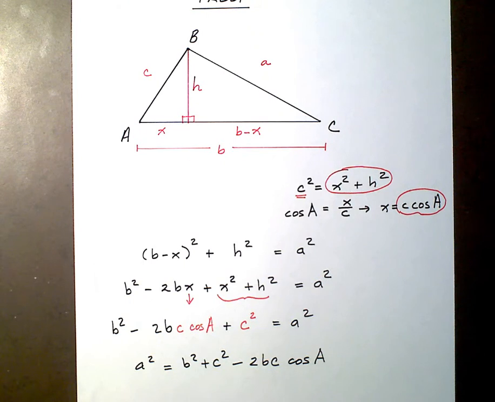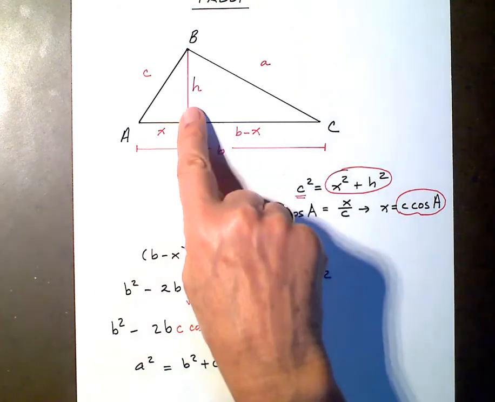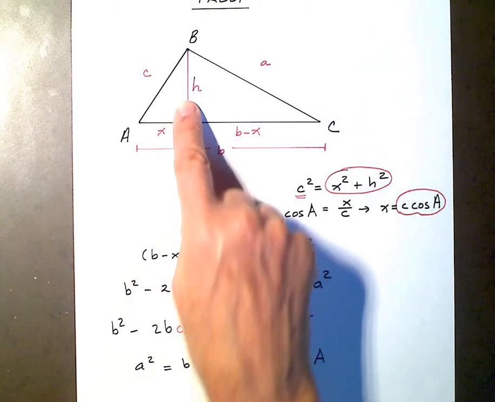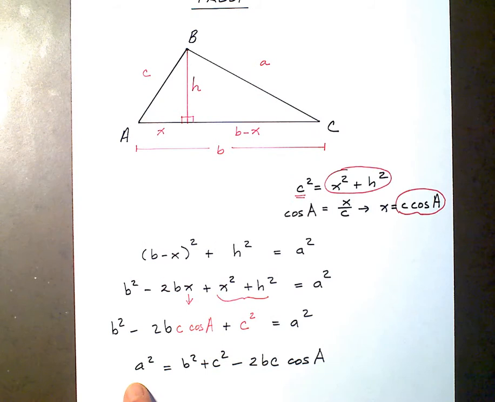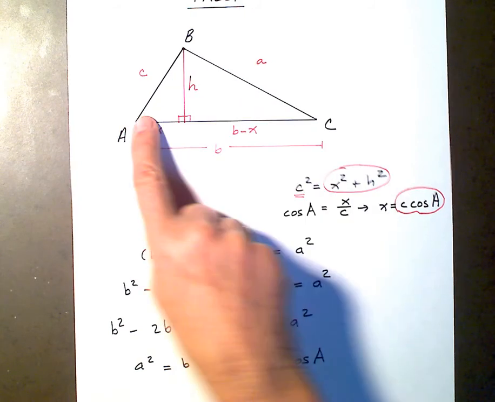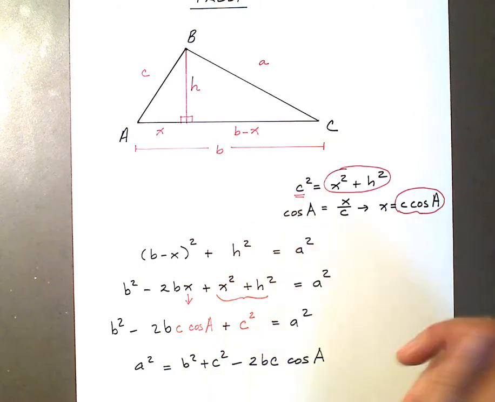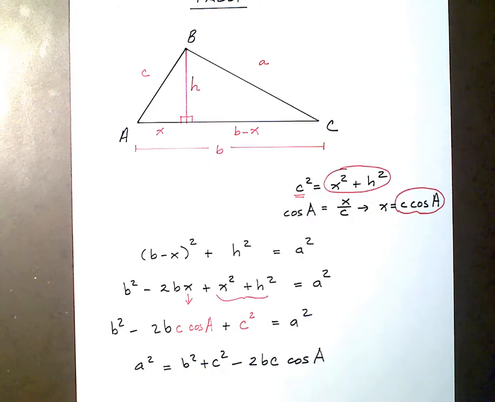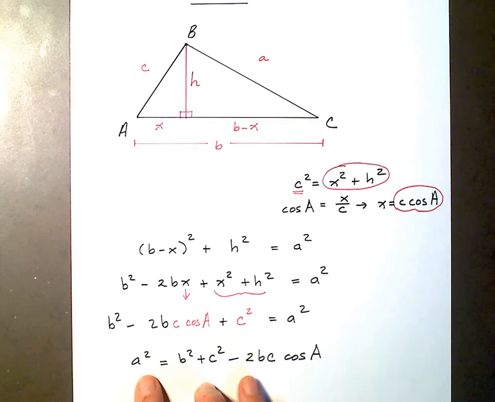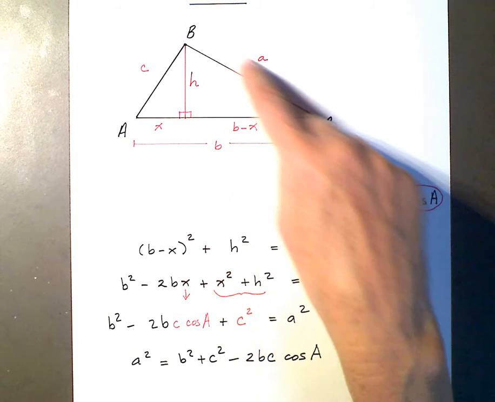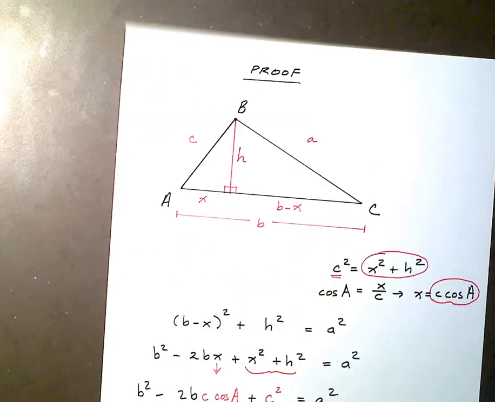So if we were to now dissolve away this height line H, and all I had was triangle ABC with sides A, B, and C, I could find the length of side A if I knew the length of side C and the length of side B, and the angle measure of angle A. So this is pretty much a plug and play kind of thing. You have to know two sides and the angle between them, and you can find an opposite side. So let's look at some examples.